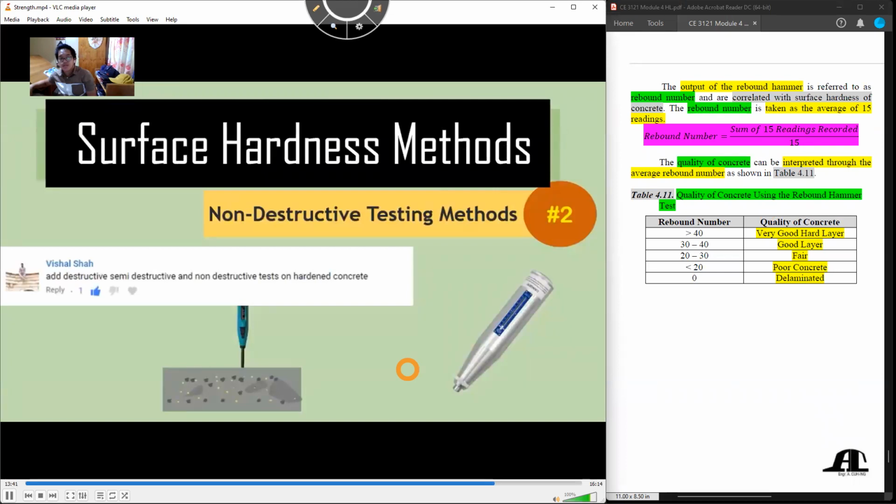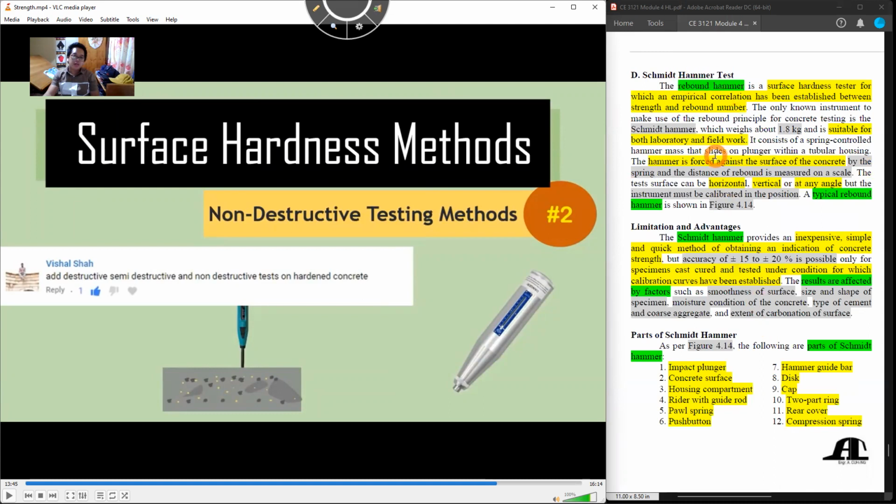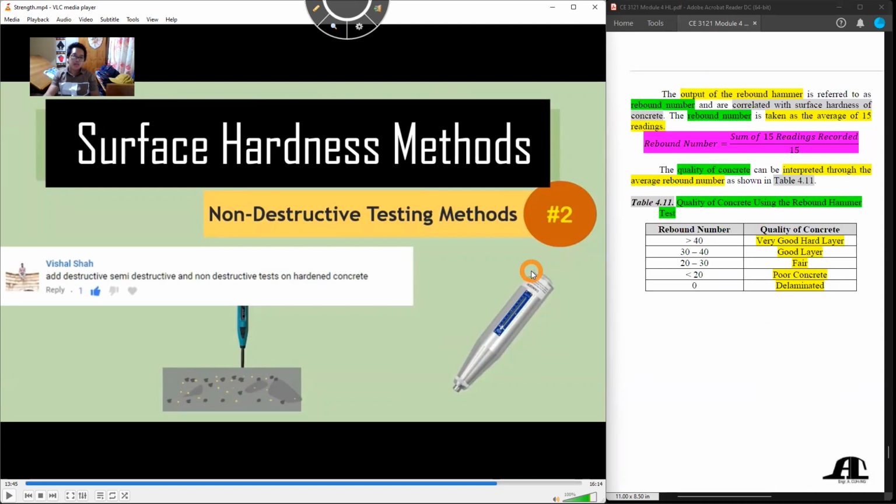Surface hardness methods. So surface hardness pala yun, kaya i-edit ko na lang din dito. Surface hardness. Okay? So tuloy natin.